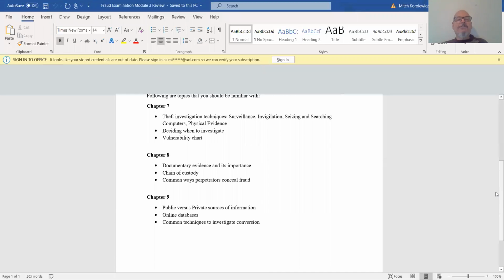And finally, Chapter 9. I think you had a review question on it that was worth 25 points. But we talk about sources of information, public versus private sources of information. What are the benefits of online databases? What are some common techniques to investigate conversion? What is the difference between public and private sources and how they can help? So a lot of good information in Chapters 7, 8, and 9.